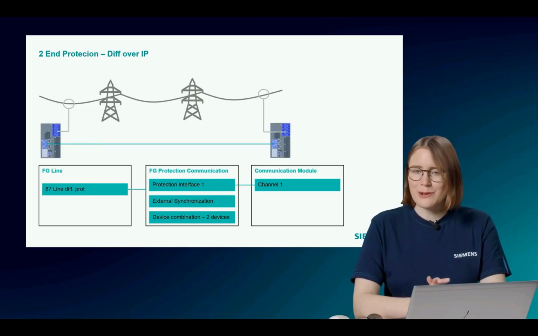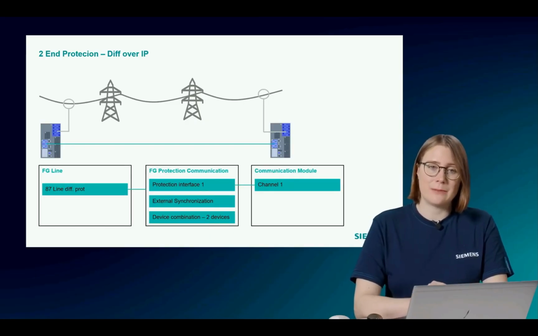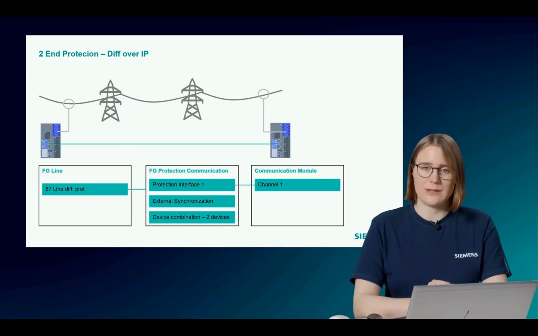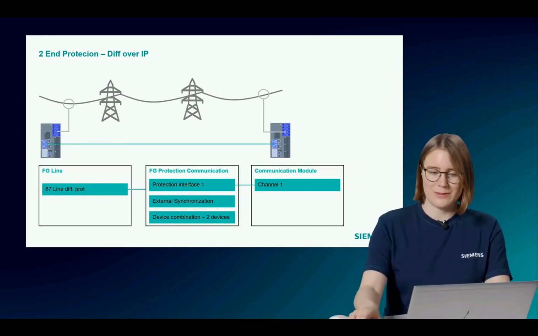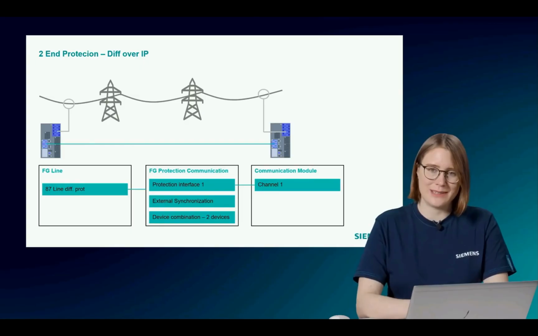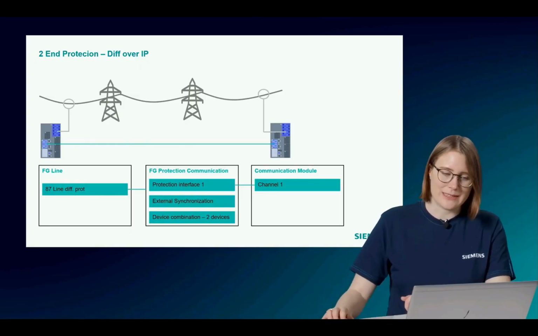Maybe new compared to the examples earlier in this session is that we need here the block external synchronization. In the communication module itself, we will only use one channel. This channel will be connected to the protection interface 1. So much for the background of this example. Now let me show you this in DIGSI.